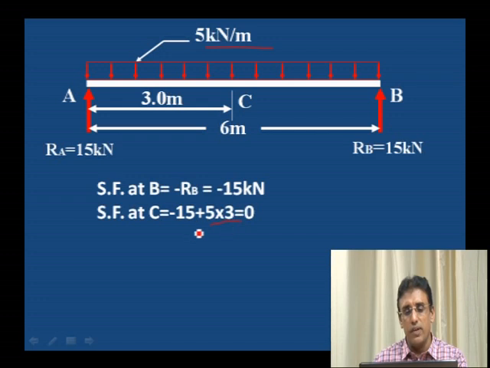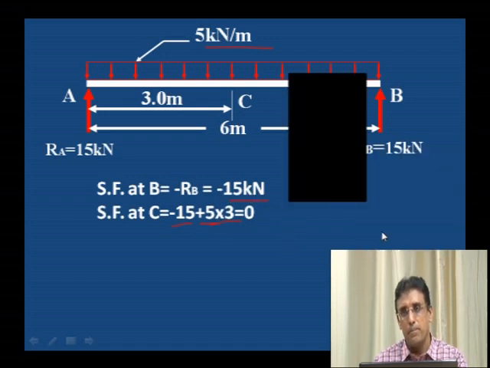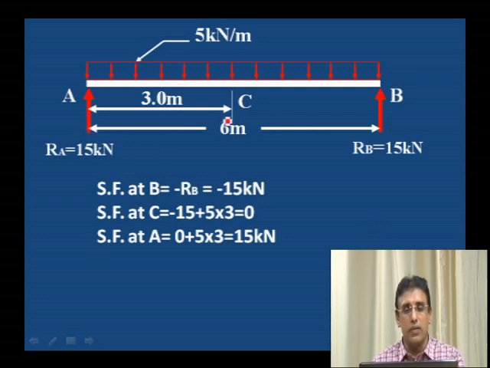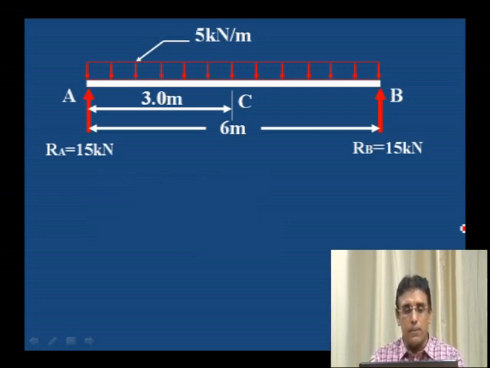5 into 3 is 15, minus 15 kilonewton (plus because it is downward, and minus 15 kilonewton the previous value) will be equal to 0. Shear force at C is equal to 0. Shear force at A, from C to A, is 0 (the previous value) plus 5 kilonewton per meter for a distance of 3 meter it is acting. 5 into 3 is equal to 15 kilonewton. Okay, this is the shear force value.